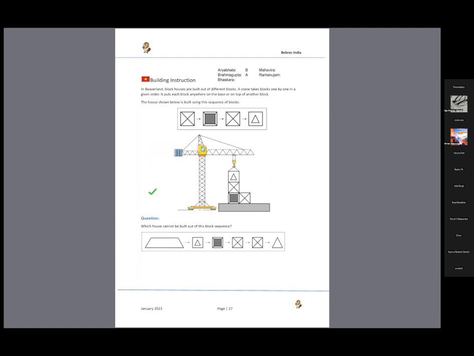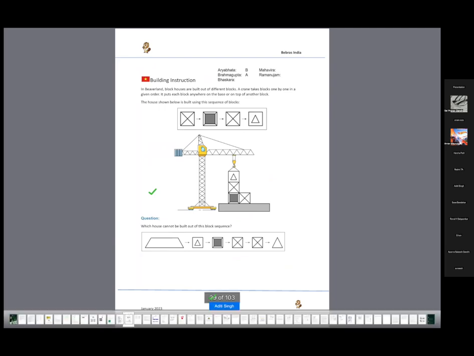So in this sum, there's a crane which can build houses out of different building blocks. It takes a block one by one in the given order, and it can put each block anywhere on the base or on top of another block. For example, in this example, it's given these four blocks which are shown on the top, and then it has to place them on the platform.